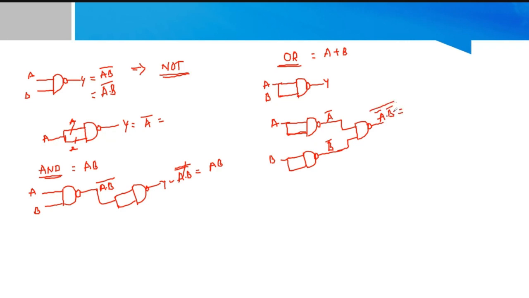Here we apply De Morgan's theorem. Split the bar: A double bar, the into will be replaced with the addition, and this will be B double bar. The bar and double bar will get cancelled. You will get A plus B. So to implement the OR gate, you need three NAND gates. So this is how you are going to implement it. Any doubt in the implementation part?